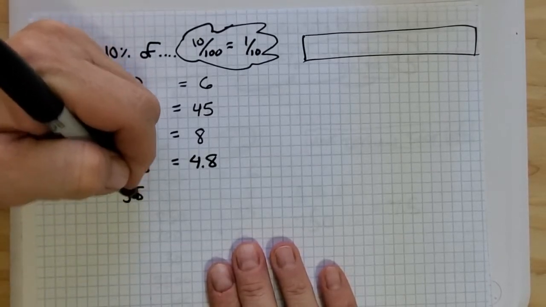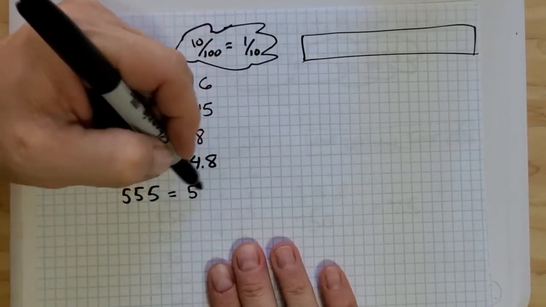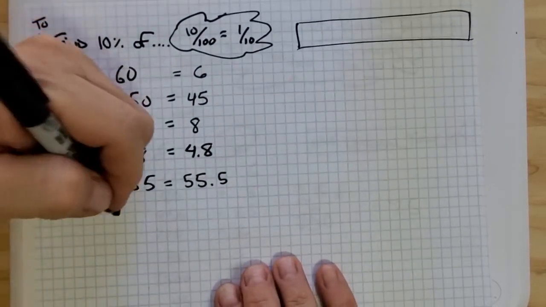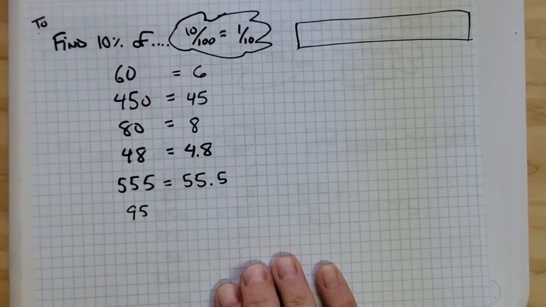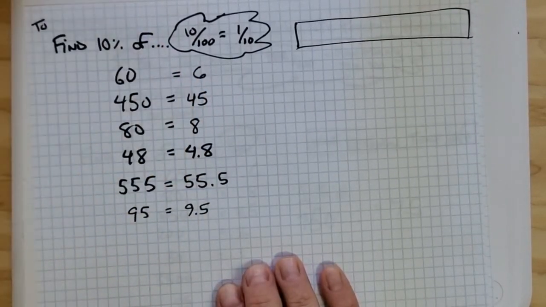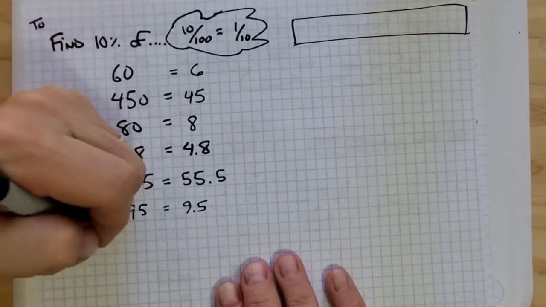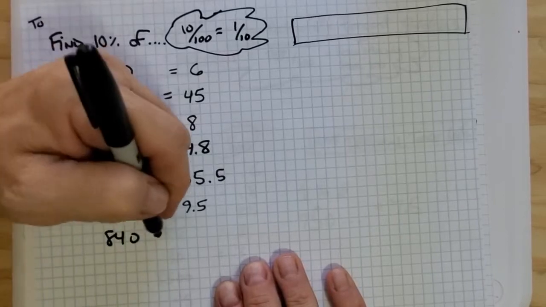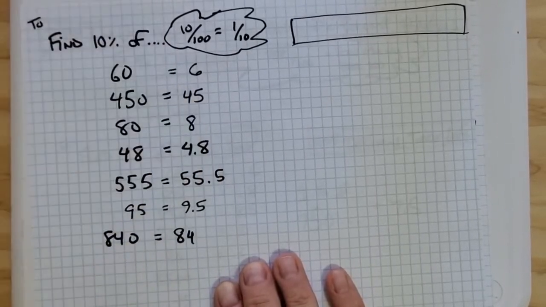10% of 555, there you go. 10% of 95 is going to be... 10% of 400, and now let's go with 840. 10% of 840. All right.